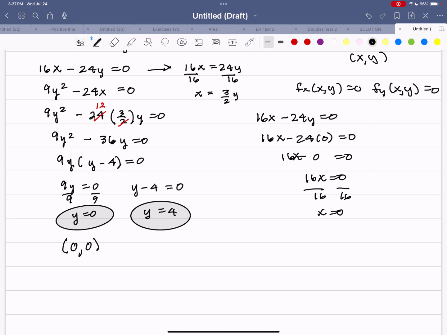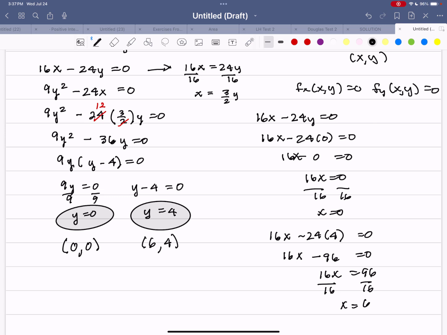Okay. My second point, y is 4. So 16x minus 24 times 4 equals 0. Is 16x minus 96 equals 0. 16x equals 96, divided by 16, and x is 6. So that completes my second ordered pair, 6, 4. So those are my critical points. Critical points, not critical numbers. You have to have an x and a y.